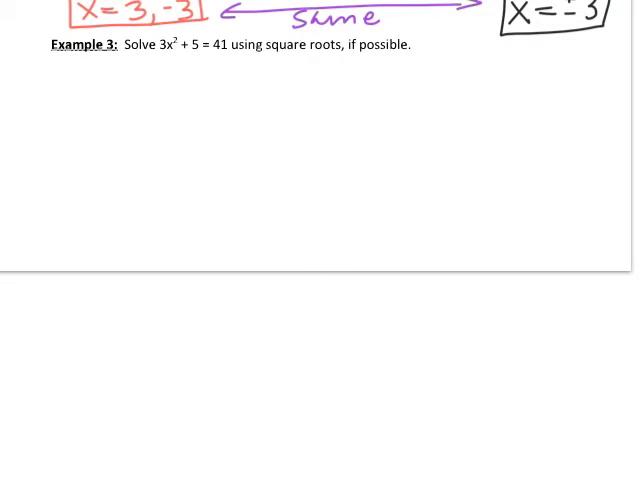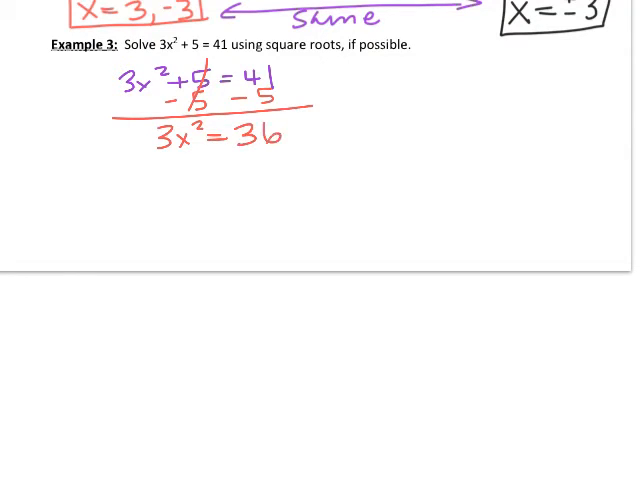Okay, example 3 is up next. We're going to be using square roots if possible. So what I'm going to do is 3x squared plus 5 equals 41. I would like to have all of my x squared terms on the left, and I'm going to subtract 5 here because I'm going to try to use square roots if I can. So that's going to cancel. I have 3x squared over here still, and I have 36.